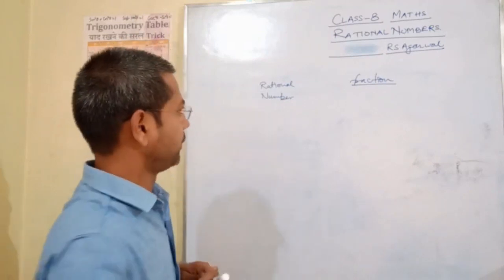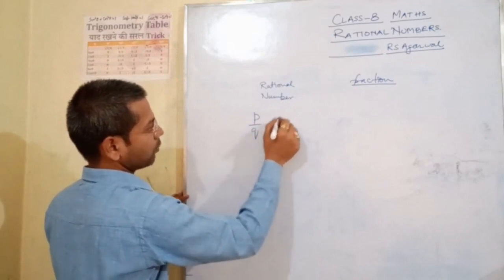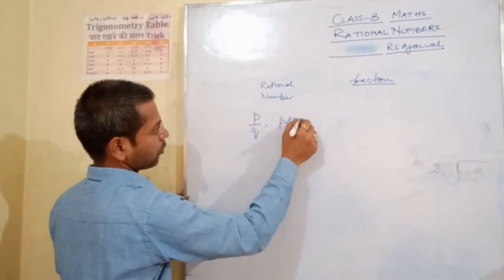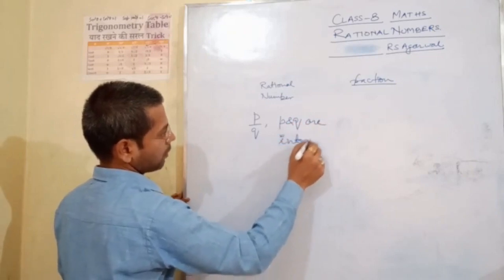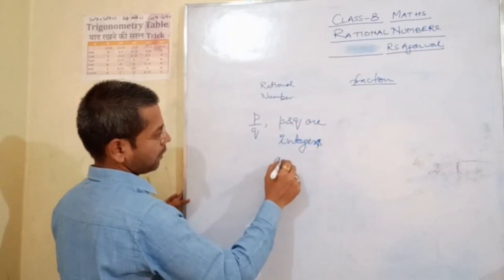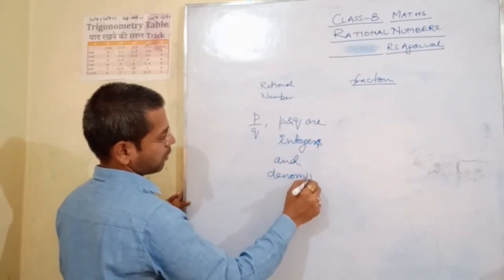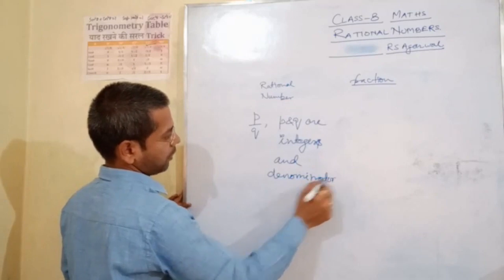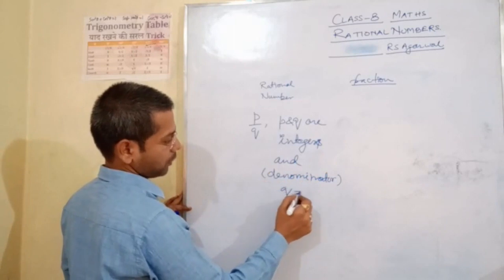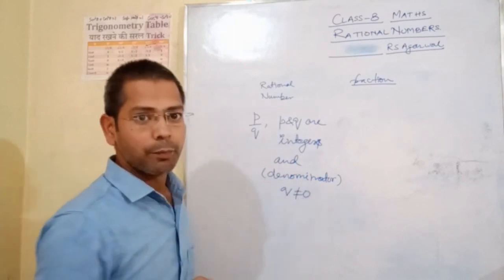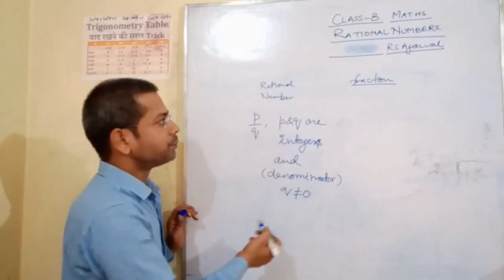A rational number, as we know, is a number which can be written in the form p upon q, where p and q are integers, and the denominator q cannot be 0. So the denominator can be negative.